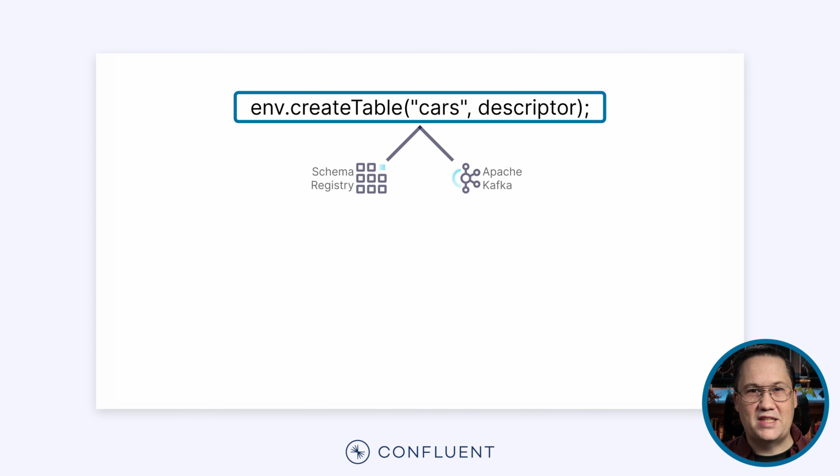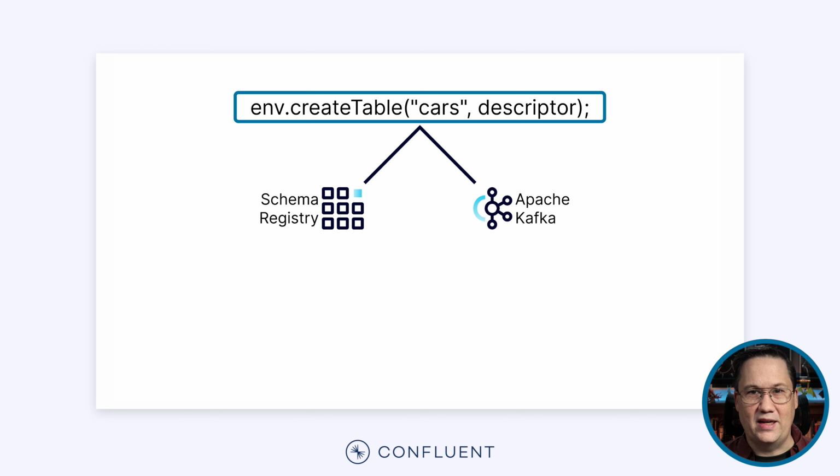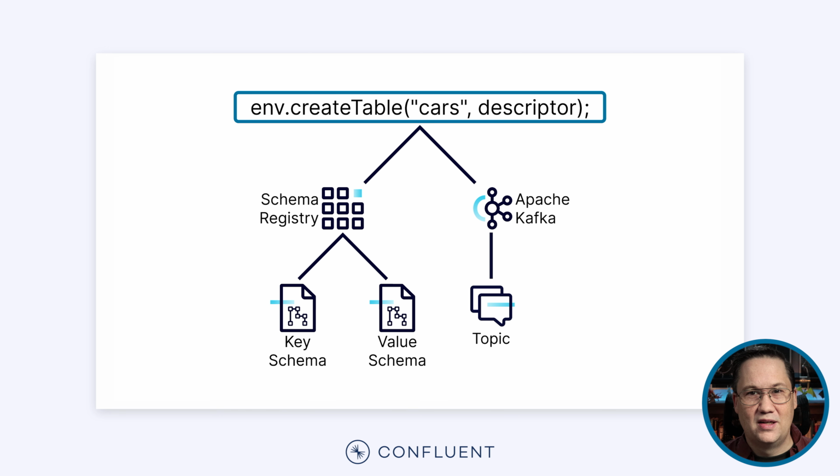Now, when the createTable statement is executed, it will create three things. It creates the key schema, the value schema, and the topic. The options we configured in the TableDescriptor will be used to determine how these resources are created. For example, because we specified proto-registry for the value format, it will automatically translate our schema into a corresponding protocol buffers schema and record it in the registry.